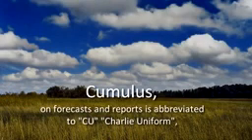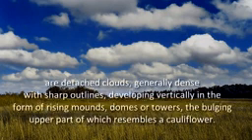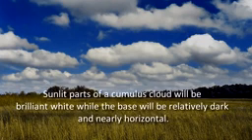Cumulus, on forecasts and reports, is abbreviated to CU, Charlie Uniform. These are detached clouds, generally dense with sharp outlines, developing vertically in the form of rising mounds, domes or towers, the bulging upper part of which resembles a cauliflower. Sunlit parts of a cumulus cloud will be brilliant white, while the base will be relatively dark and nearly horizontal.